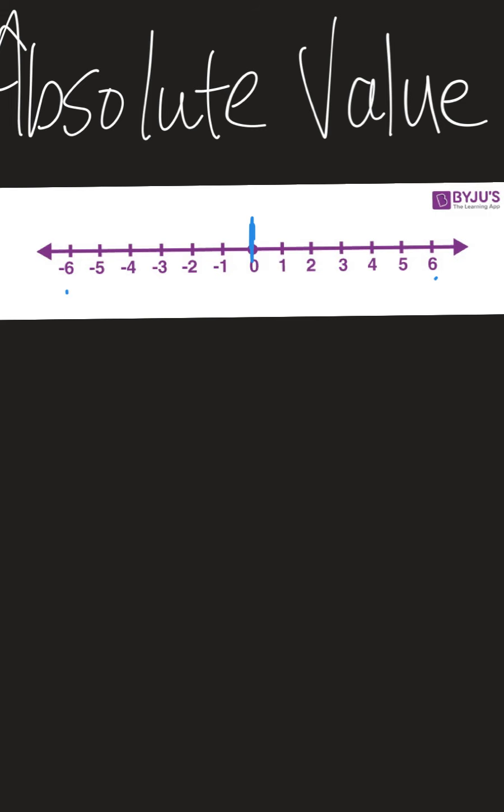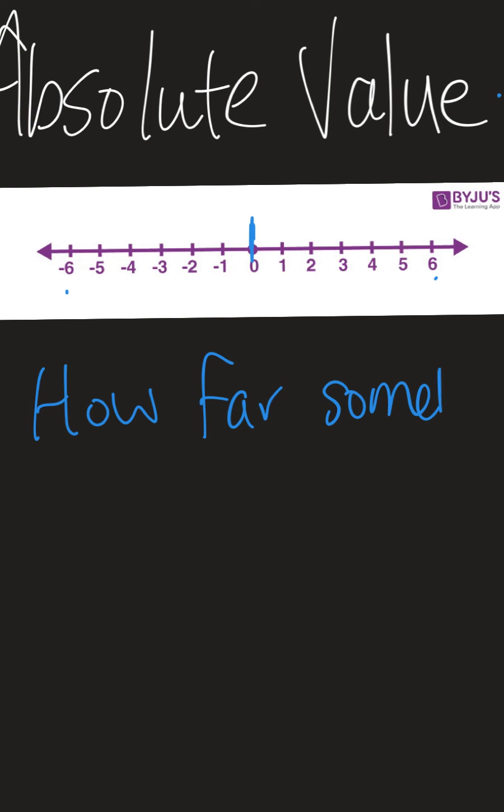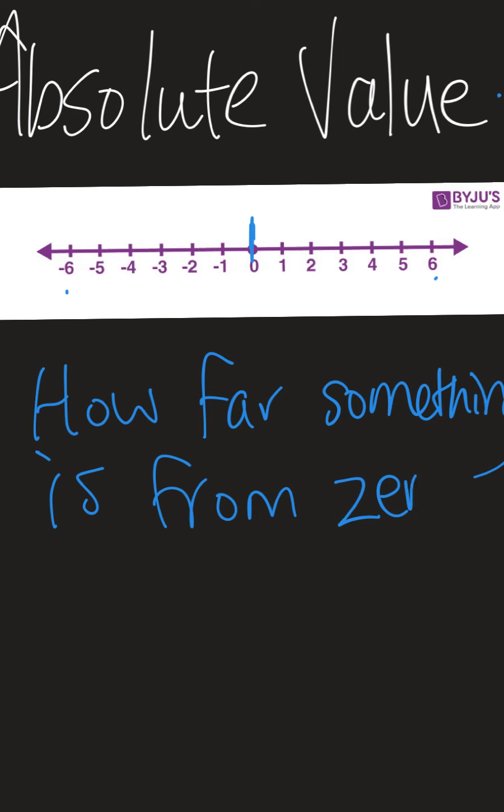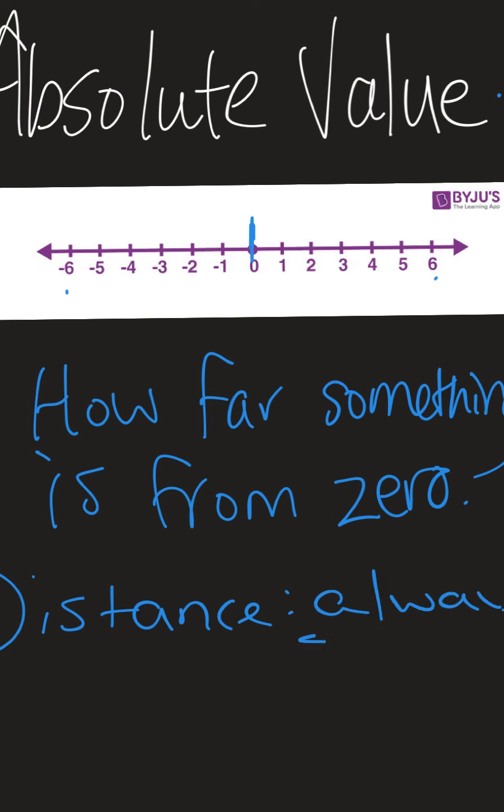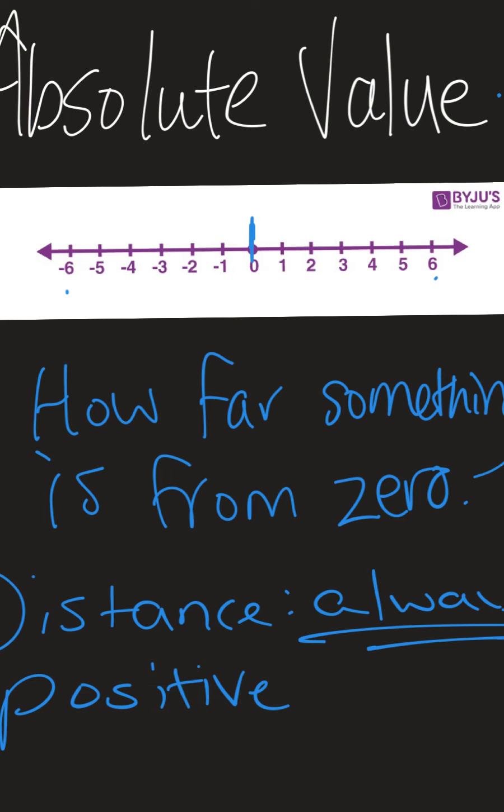So absolute value tells us how far something is from 0. Okay? Now, a really important thing about distance is it's always positive. Always positive. Okay? We might have positive or negative numbers, but that negative sign is going to help us with direction. It's not going to help us with how far something is. Distance always has to be positive.